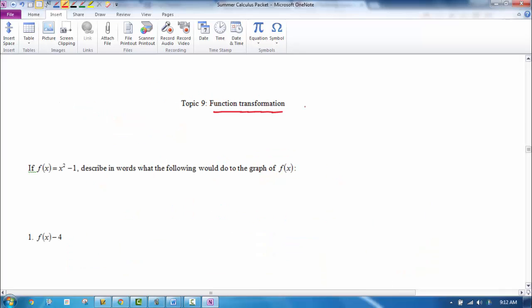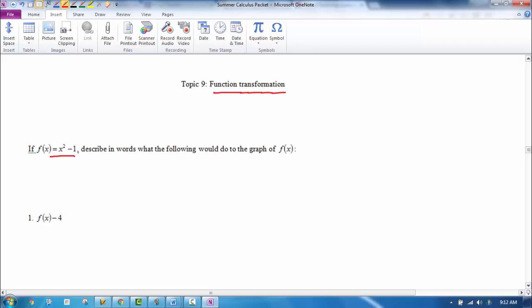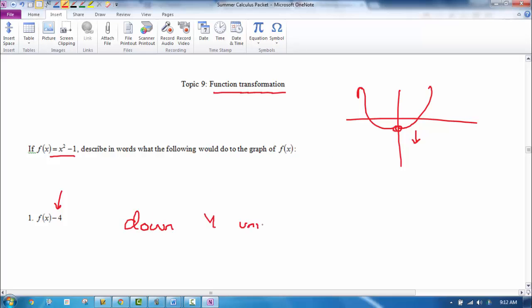Okay, next is function transformation. So let's let a function f of x be x squared minus 1. So we know that's a parabola that is shifted down 1 unit. So it looks like this. Now, describe in words what would happen if we did this to the function. So if we subtracted 4 from the function, well, that would move it down 4 units. So we could just say shifted down 4 units.